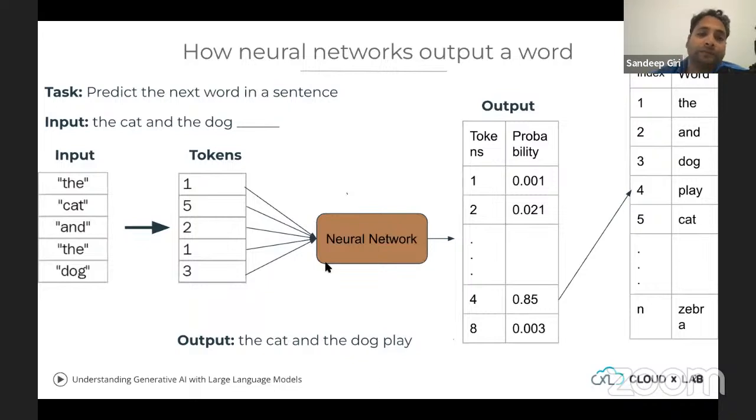Now, the way ChatGPT was first trained was on auto completion. We basically trained ChatGPT to do auto completion: given a phrase, predict the next word; given a sentence, predict the next word. That's how ChatGPT had been trained.